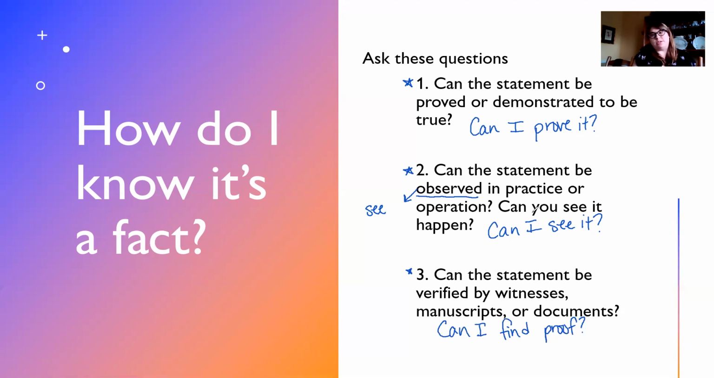So we've got these 3 questions that we can be asking ourselves as we are reading. Can I prove it? Can I see it? And can I find proof? And really what these boil down to is that you need to prove it. If you feel that something is a fact, you need to be able to prove that it is a fact. And that proof has to come from somewhere. So if you can find the proof, that's how we know it's a fact.